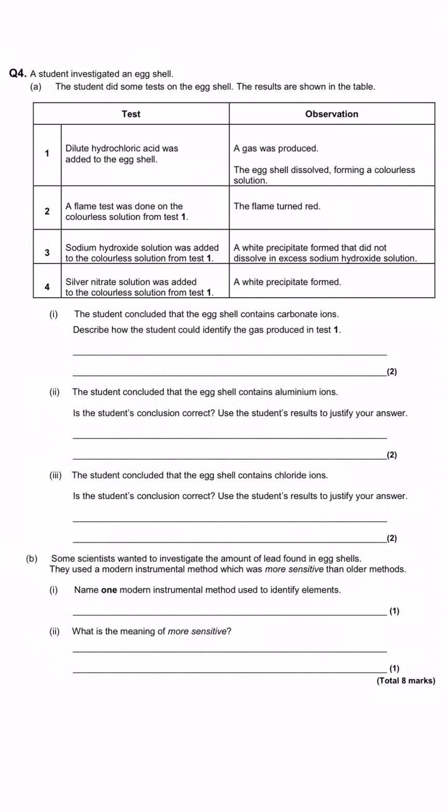This final question is again presenting you with some test results. We've been told what has been done to this eggshell sample. First of all, hydrochloric acid was added. We know that that is a test for carbonates. A flame test was done. We know that that is a test for the positive metal ions. And the sodium hydroxide, we know that that is a test for the positive metal ion as well. And test 4, we know that that is a test for the group 7 ions because we've just seen those in the previous question. So the student concluded that the eggshell contained carbonate ions.